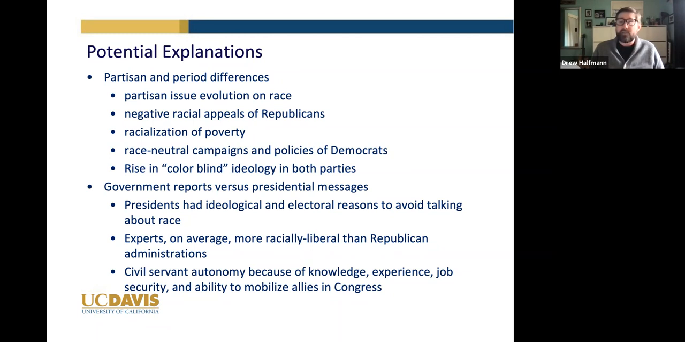Yet, even during Republican administrations, they can continue to issue reports that emphasize race because they have a lot of autonomy. They've been there a long time, they have experience, they have job security, and sometimes even if Republican administrations try to shut them up, they're able to appeal to allies in Congress to overcome that. So this is all speculation. This study is purely descriptive. I'm trying to define the dependent variable, and it would be a different task to try and understand why these differences exist.